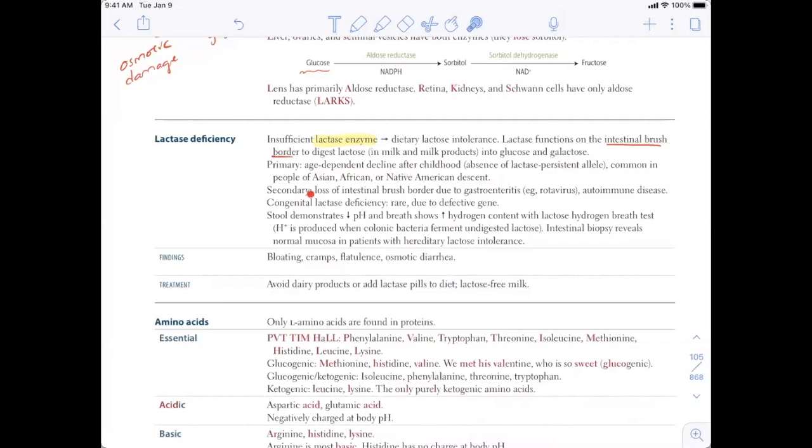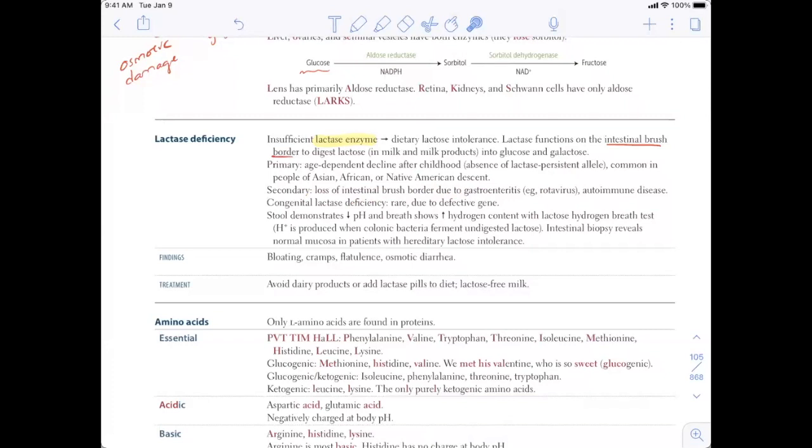And then you can have secondary, right? Secondary is not an age-dependent decline. Secondary is typically secondary to something, an infection, right? Especially a viral gastroenteritis, right? Or an autoimmune disease, okay? That could be secondary as well. So especially someone that's had a rotavirus episode, you lose your brush border enzyme, you get the flattening of those villi tips, and in the process, you become lactose intolerant, okay?